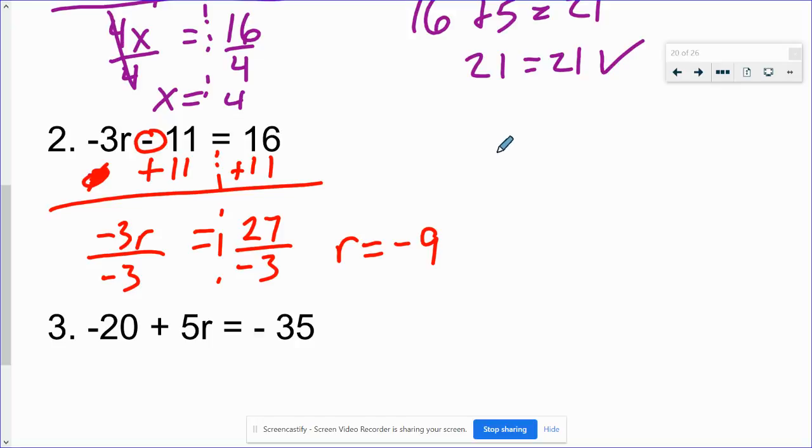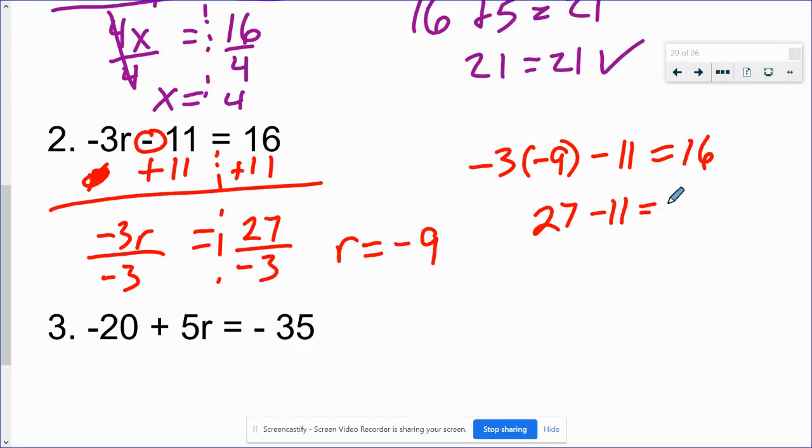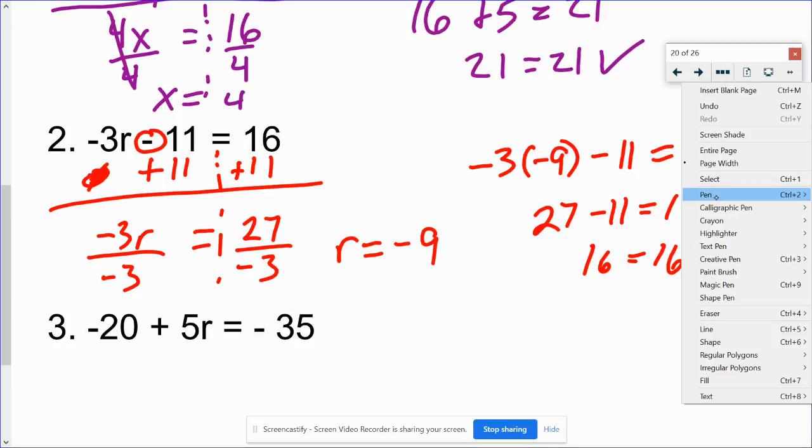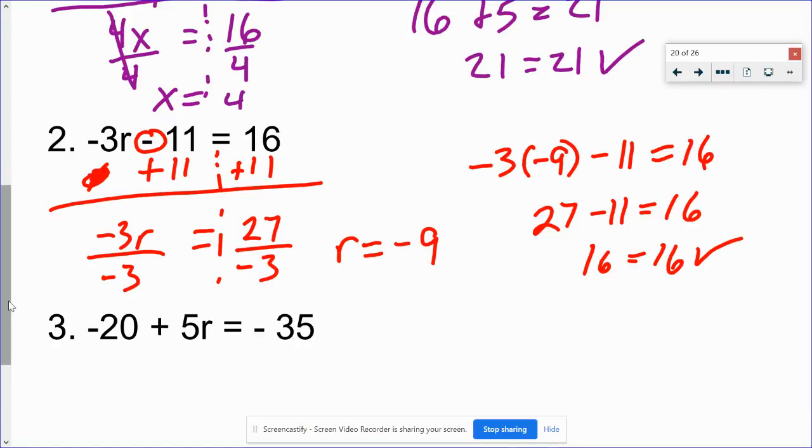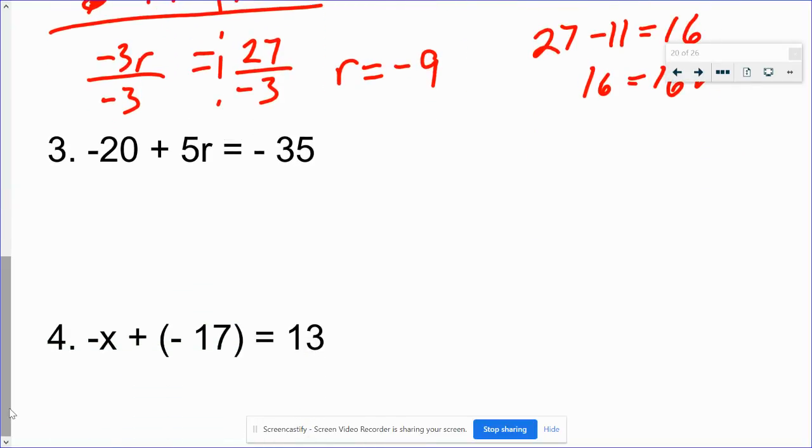So now we go back and check our work. Is negative 3 times negative 9 minus 11 going to equal 16? We hope so. Two negatives make a positive 27. And then 16 equals 16. Yay. All right, let's go to our next one. Let's go blue. All right, and if you already did these, awesome, and you're just checking your work and correcting it.